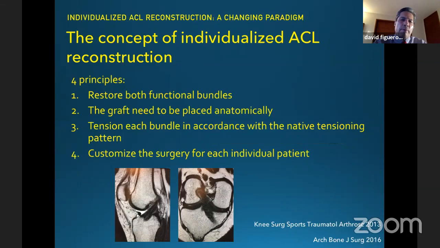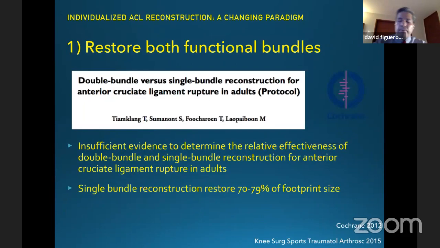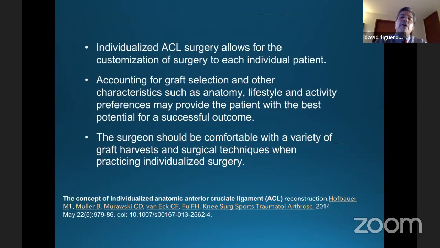This has four principles: to restore both functional bundles, the graft needs to be placed anatomically, we have to tension each bundle in accordance with the native tensioning pattern, and finally, we have to customize the surgery for each individual patient. Individualized ACL surgery allows for customization of the surgery, accounting for graft selection for every patient according to their anatomy, lifestyle, activity, etc. And the surgeon also has to be comfortable with a variety of graft harvest and surgical techniques when we assume that kind of individualized surgery.